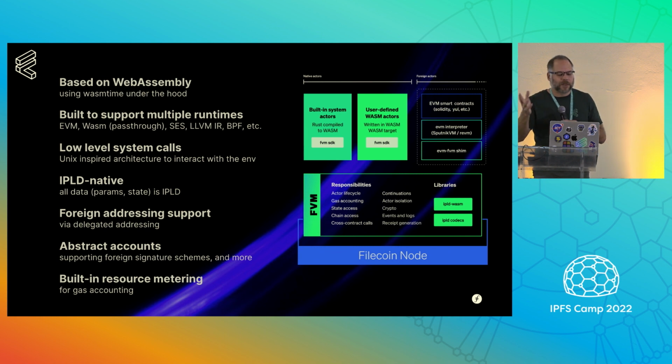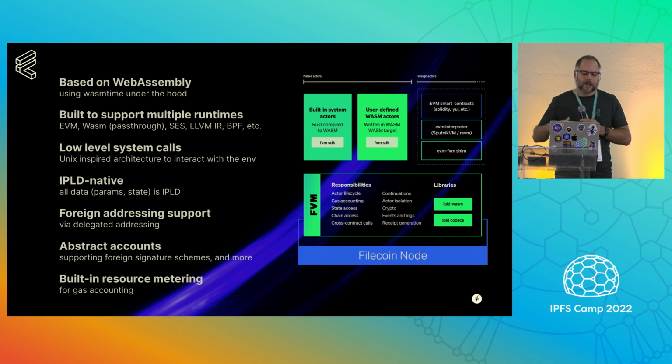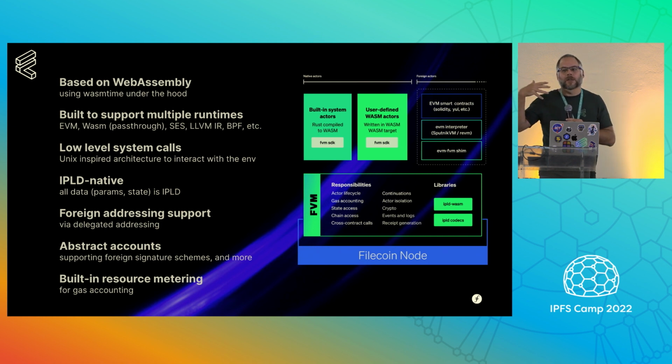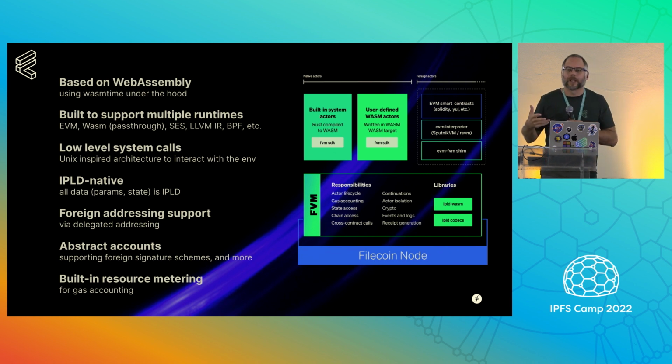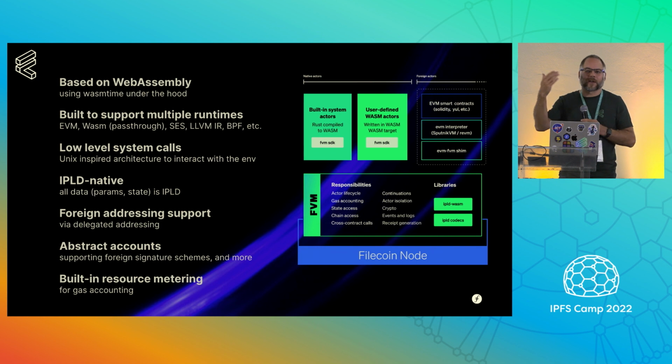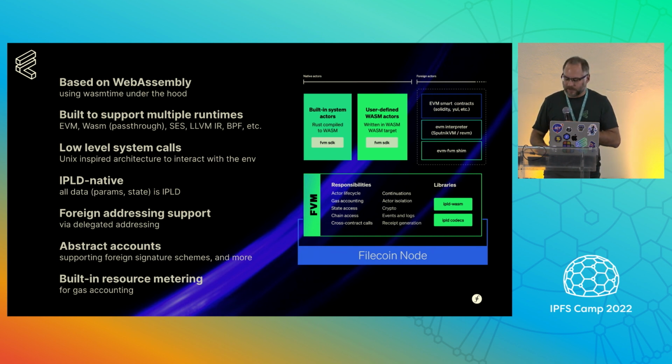We've got certain things on here. All data is stored, for example, IPLD native. We have foreign addressing support, so you'll see in a bit how we address and map Ethereum addresses to Filecoin addresses. And we've got things like resource metering, so we instrument the WASM code in order to calculate the amount of gas that's needed, the amount of currency that's needed to pay for that execution.